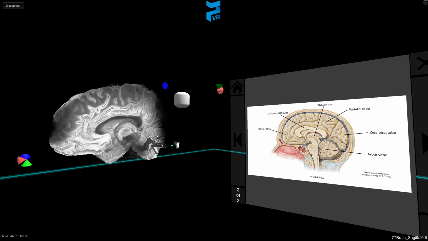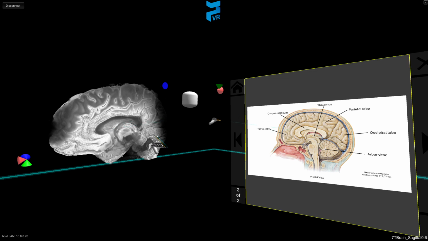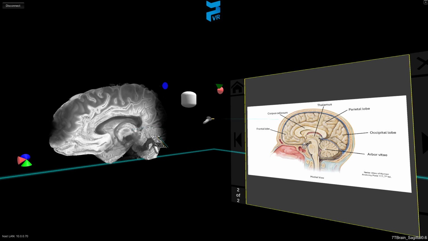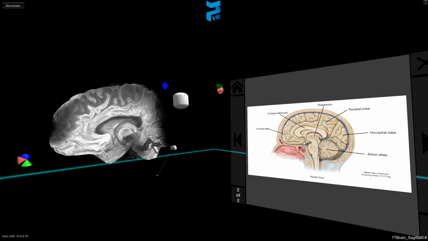So an interesting structure we can see in the mid-sagittal section is the corpus callosum, located right about here, over here, and here in this picture. And the corpus callosum is responsible for connecting the two hemispheres of the brain. Now, inferiorly, we have the thalamus right over here and over here in this picture, and the thalamus is responsible for relaying motor and sensory signals.